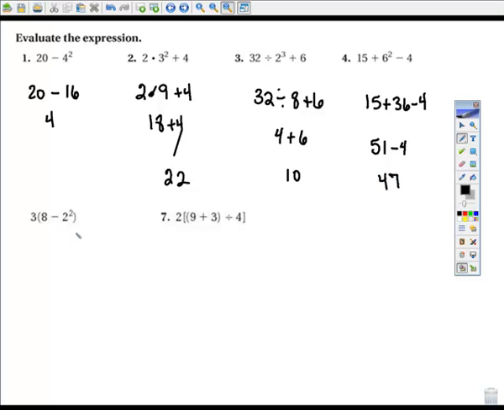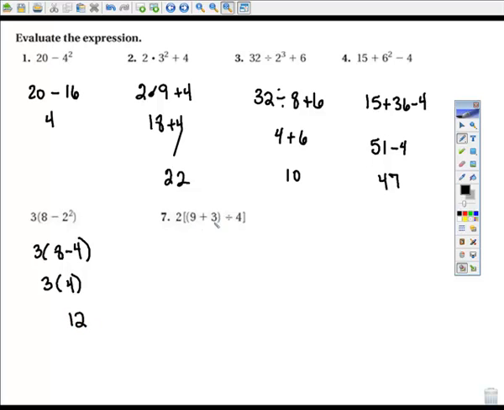Now we do have some grouping symbols, so we have to work within those. In the grouping symbols, we do have a power, so we need to take the power. 2 squared is 4. Now we have 3 times 8 minus 4, which is 4, and 3 times 4 is 12.